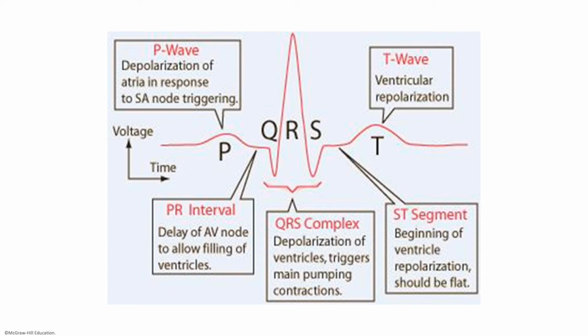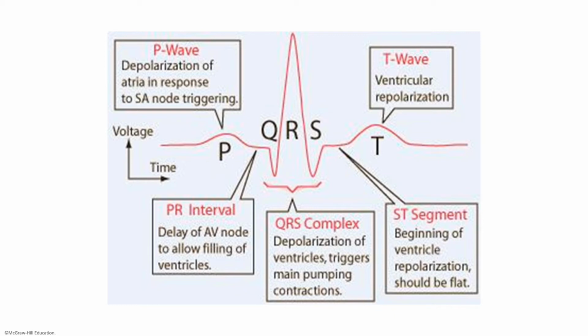After the impulse travels from the AV node, it'll go into your ventricles, and the depolarization of the ventricles refers to the impulse traveling through the ventricles, down the bundle of His, into the Purkinje fibers. And this QRS complex refers to complete depolarization of the ventricles. It triggers the main pumping contractions of the heart. So this is where your ventricles, right after this, will contract and eject the blood into your pulmonary trunk or your aorta. Then we have an ST segment, which is again a flat part of the graph.